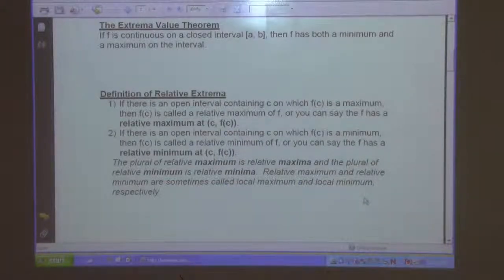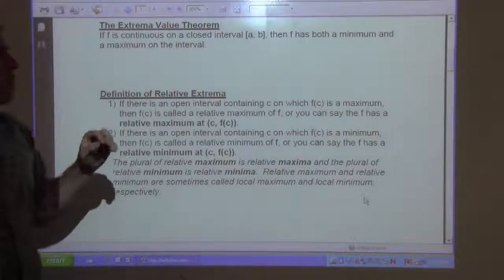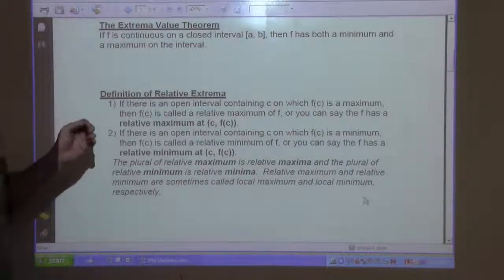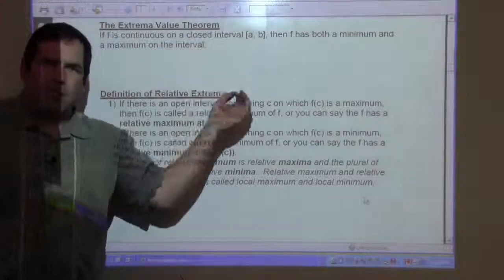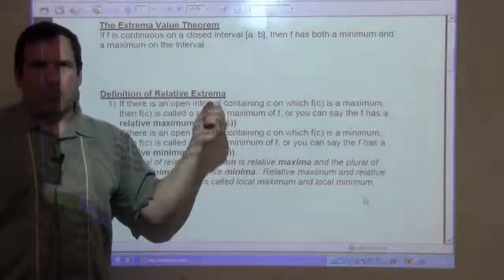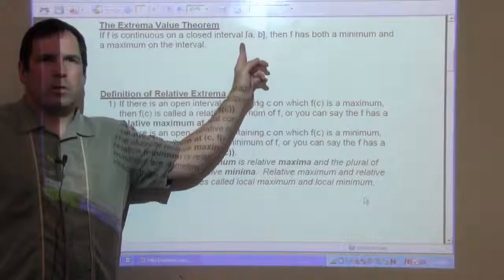The extreme value theorem. If f is continuous on a closed interval [a, b], then f has both a minimum and a maximum on the interval. What that's saying is, on an interval, you will have a maximum value for the interval, you will have a minimum value for the interval. We're not talking from negative infinity to infinity, we're talking about a closed interval, not the open interval.